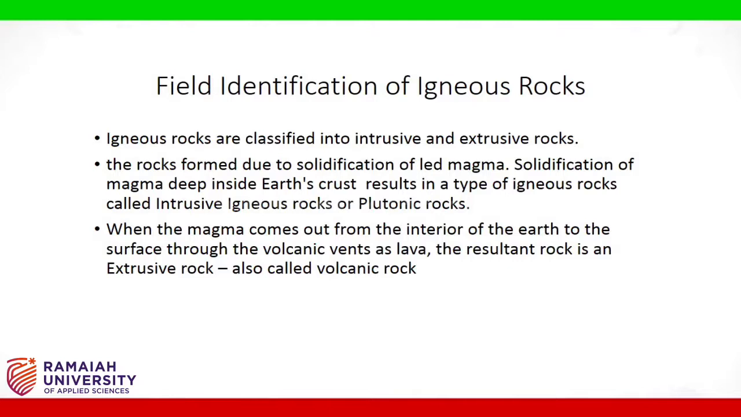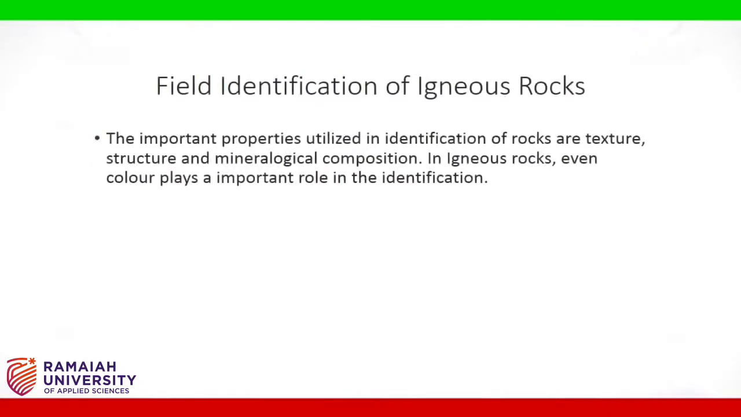Solidification of magma deep inside Earth's crust results in a type of igneous rocks called intrusive igneous rocks or plutonic rocks. When the magma comes out from the interior of the Earth to the surface through the volcanic vents as lava, the resultant rock is an extrusive rock, also called volcanic rock. The important properties utilized in identification of rocks are texture, structure, and mineralogical composition. In igneous rocks, even color plays an important role in the identification.